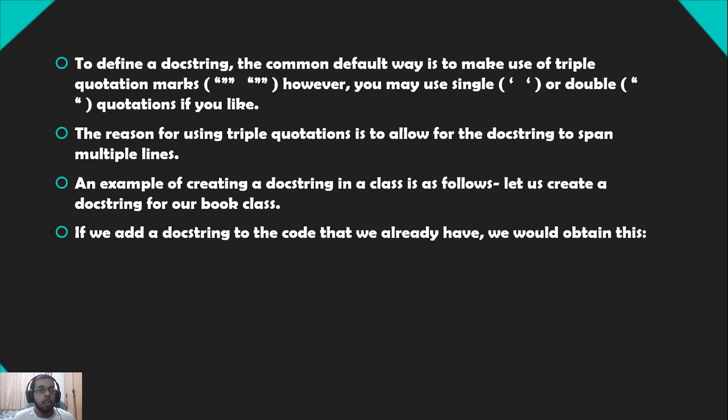To define a docstring, the most common default way is to make use of triple quotation marks. However, you may use single or double quotations if you like. The reason for using triple quotations is to allow for the docstring to span multiple lines. An example of creating a docstring in a class is as follows. Let us create a docstring for our book class. If we add a docstring to the code that we already have, we would obtain this.